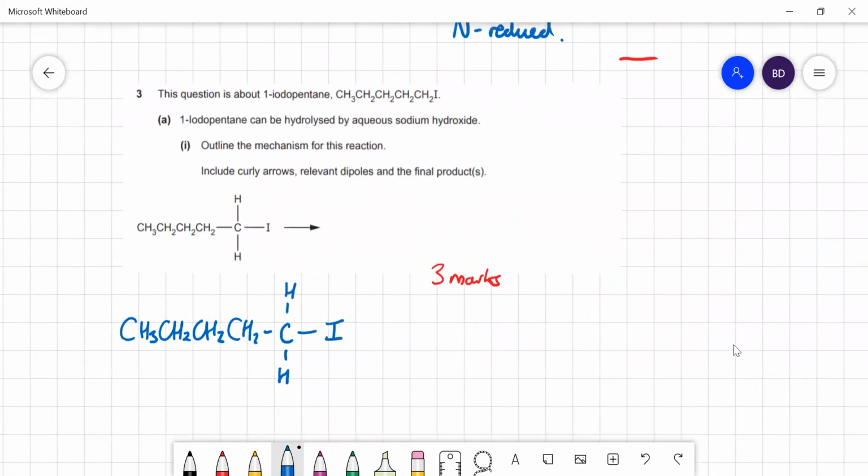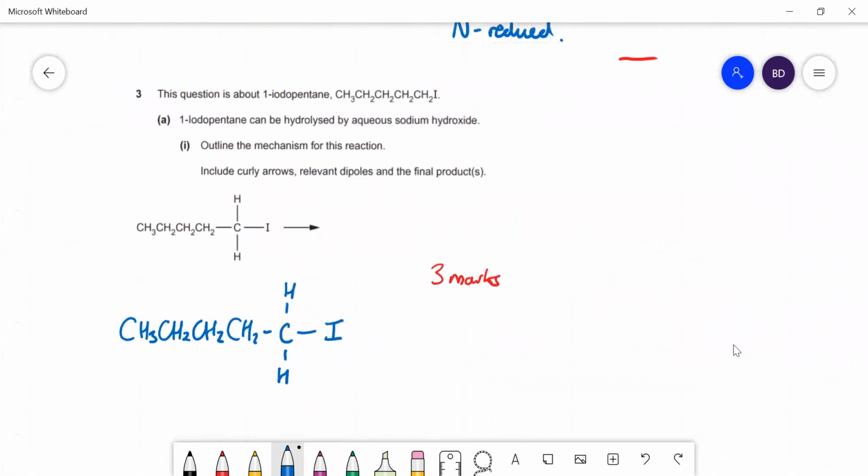This question is about 1-iodopentane, which I've drawn down below. Iodopentane can be hydrolyzed by aqueous sodium hydroxide. Outline a mechanism for the reaction, with curly arrows and dipoles. Iodine is more electronegative than carbon, so that's going to be partial negative charge, and this is going to be partial positive charge. That's the dipole on that molecule.